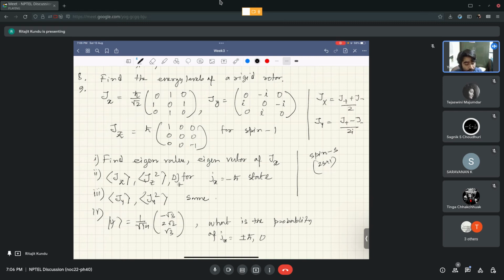So for spin 1, we should get actually 3 eigenvalues. These 3 eigenvalues are nothing but minus h bar, 0, and plus h bar. As simple as that. We don't need to solve the eigenvalue equations to get the eigenvalues, but to get the eigenvectors we need to solve this eigenvalue equation actually. So let's first solve the eigenvalue equation.